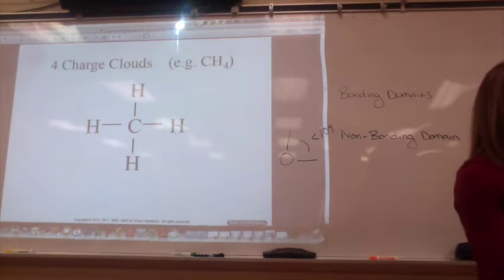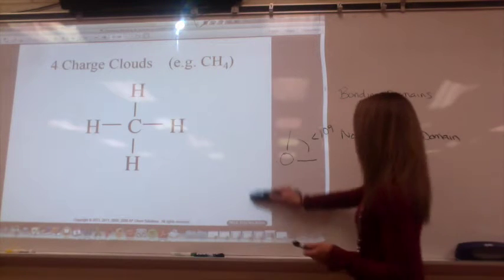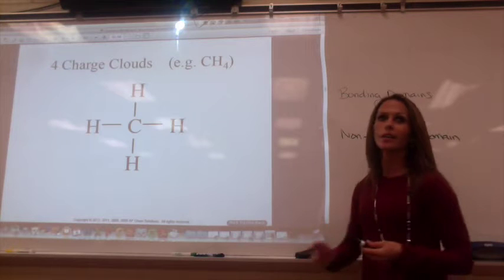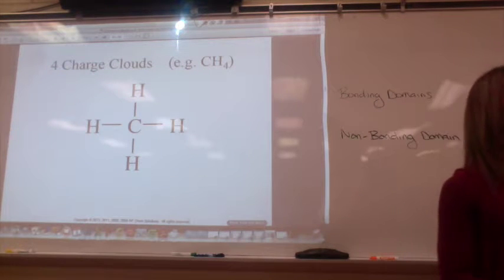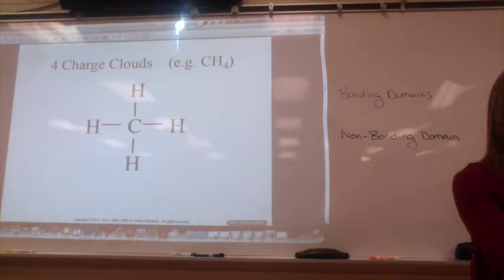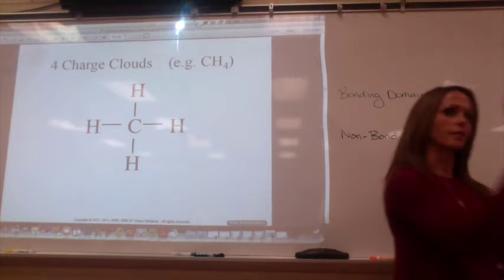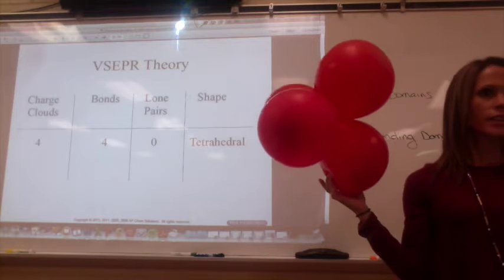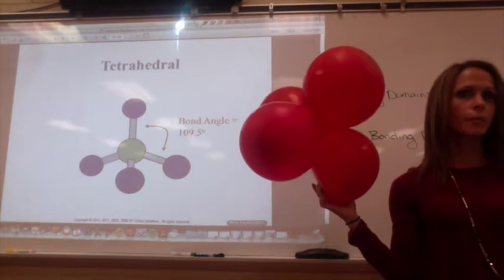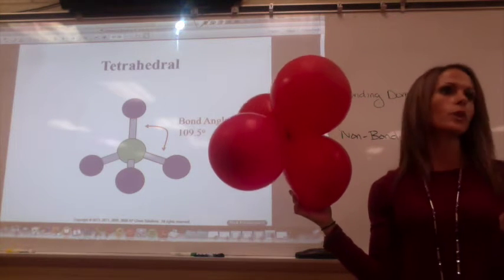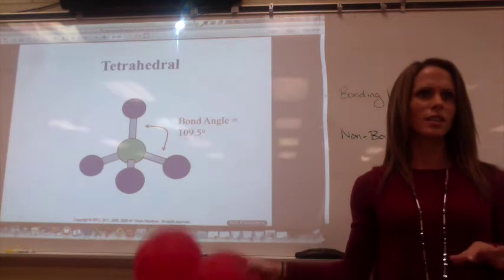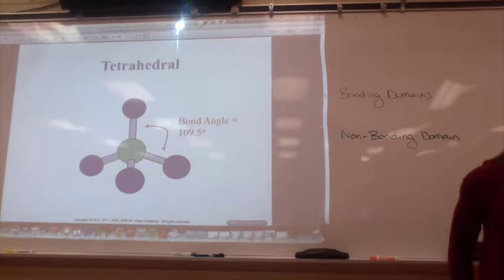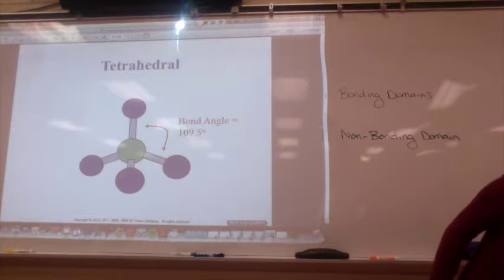All right, the next one. How many domains? 4 bonding, 0 non-bonding. This is the one that we did. This is this structure, right? So not 90 degrees, it's tetrahedral, and your bond angles are 109.5. On your sheet, it says 109.47. We don't need to get that specific, but 109.5 is appropriate, okay?